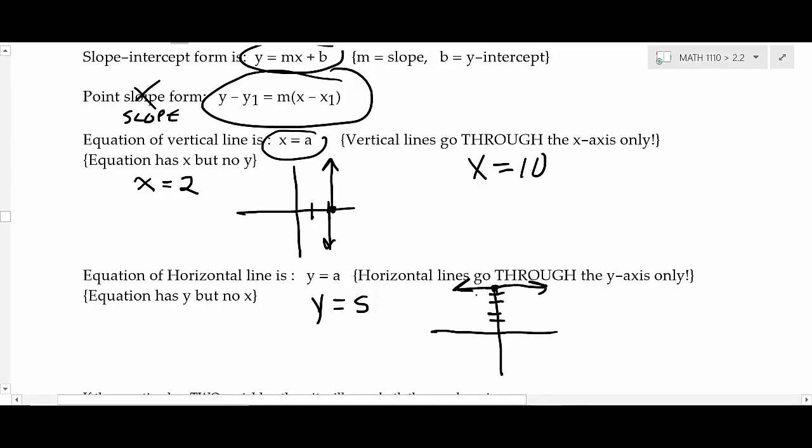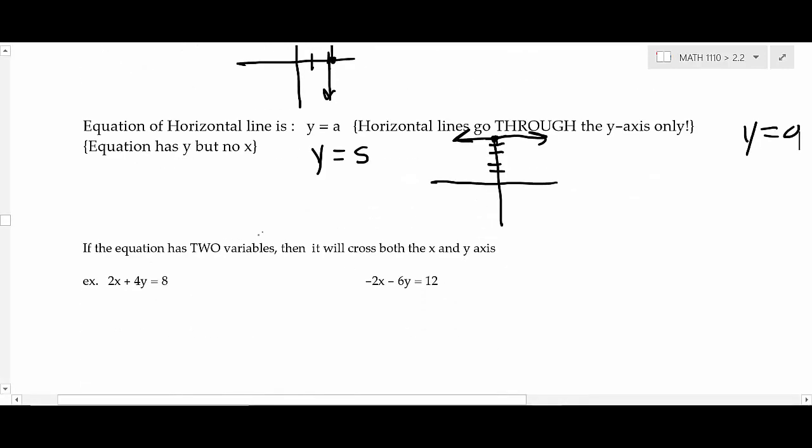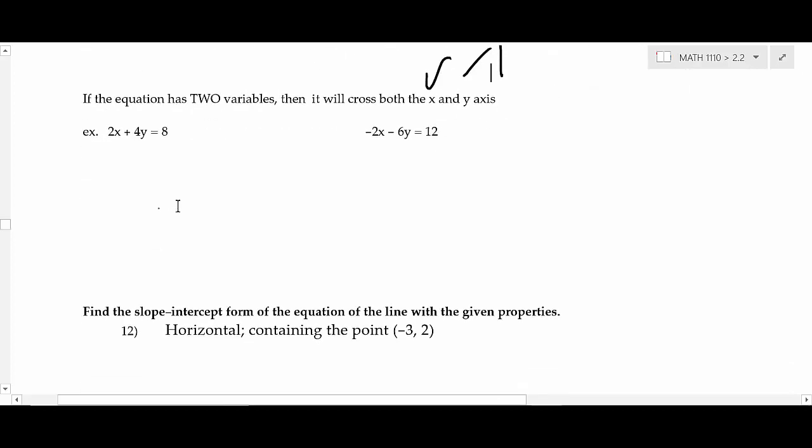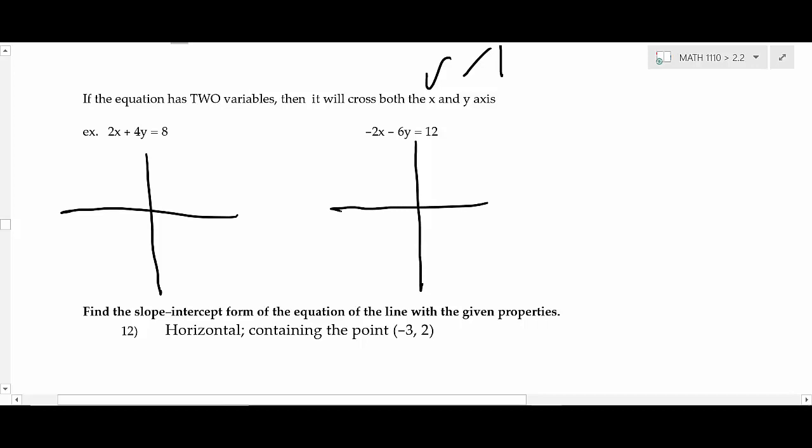The only exception to that would be if you had x equals 0, then that would be the y-axis. Or if you had y equals 0, that would just be the x-axis. Okay. But in general, one variable means you touch that axis only. Is everybody with me there? Okay. All right. If you have two variables, it's going to touch both. Okay. Now I'm going to show you how this graph goes on both of these and just kind of show you a real quick way to get these two graphs done.